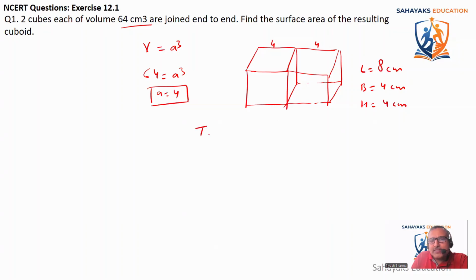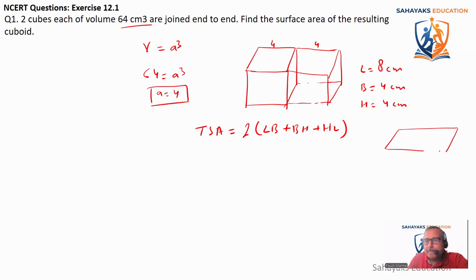Okay, so now it's a cuboid. Now we have to find the total surface area of this cuboid. We know the formula: it is LB plus BH plus HL, times 2. Actually, we don't need to remember this formula. Why? Because we know the formula for a rectangle. What is the area of a rectangle? It is length into breadth.